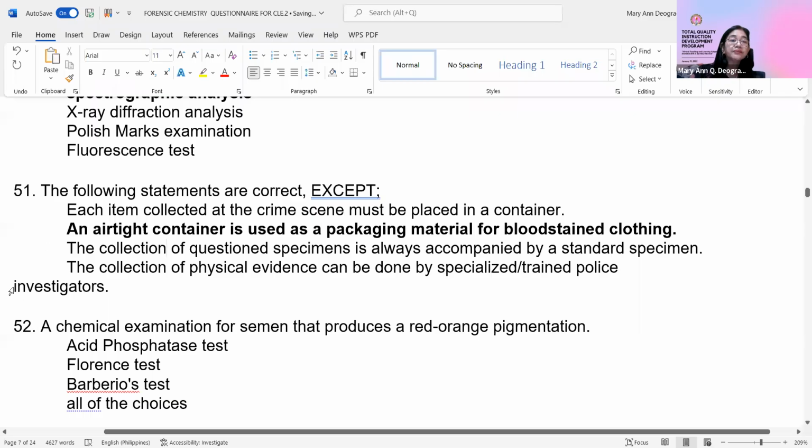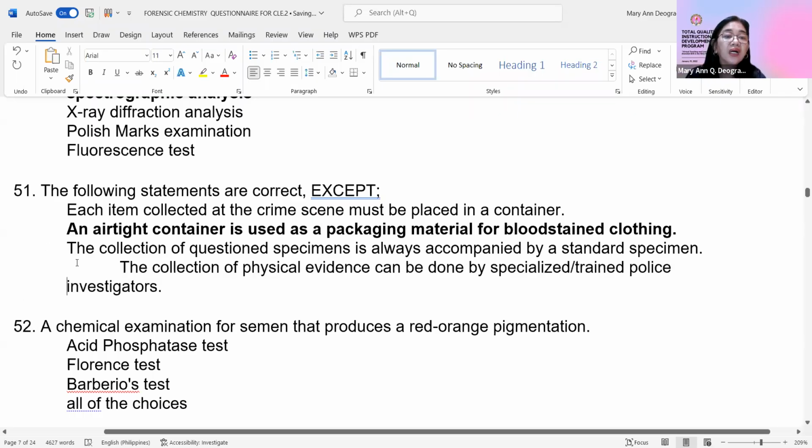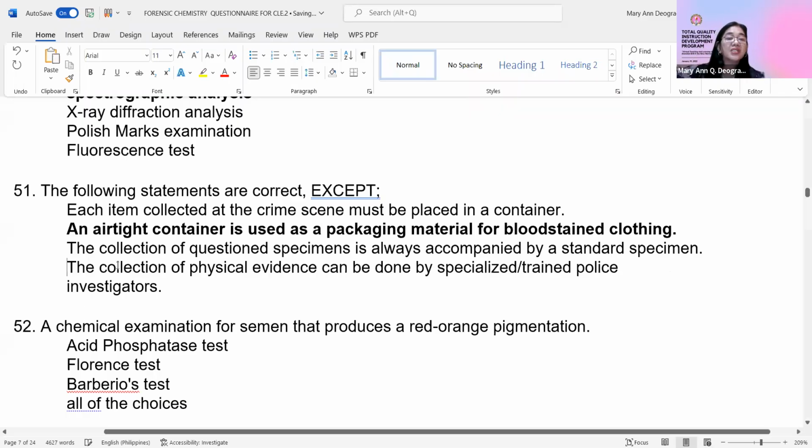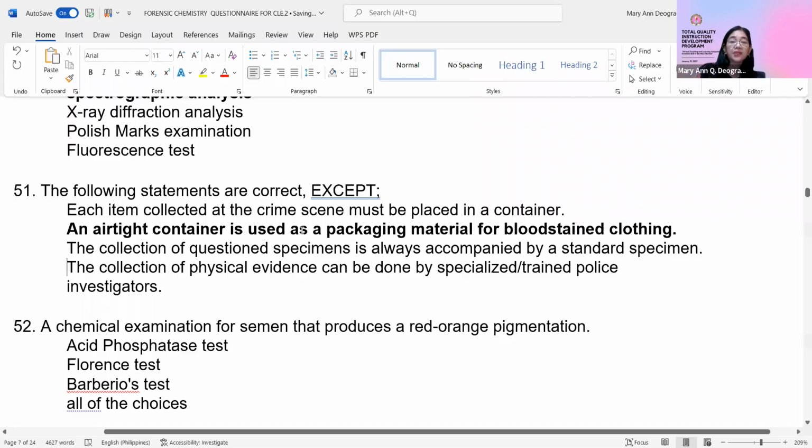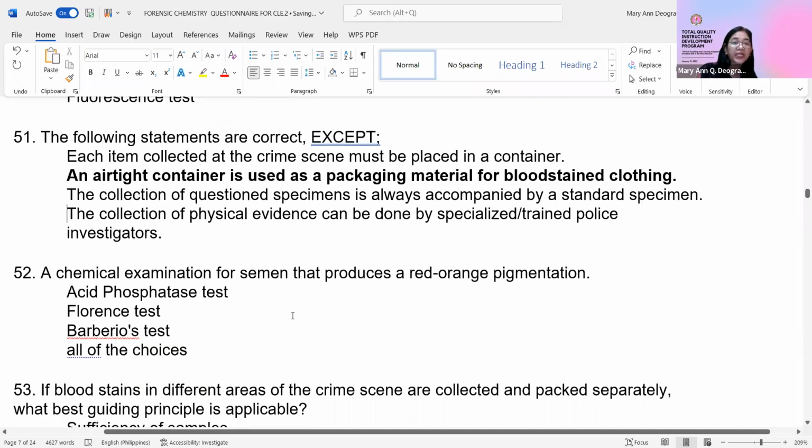Tapos, ito naman, no? It's the work of the police investigator, no? So sila yung mga trained persons in collecting evidence from the crime scene. So tama yan. Special cases lang yung ang mismong forensic chemist ang magko-collect ng mga physical evidence. But most of the time, the one that will collect the physical evidence, especially from the crime scenes, are the police investigators or yung SOCO natin.